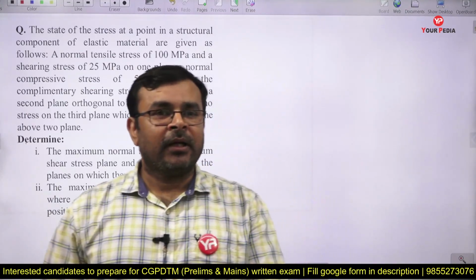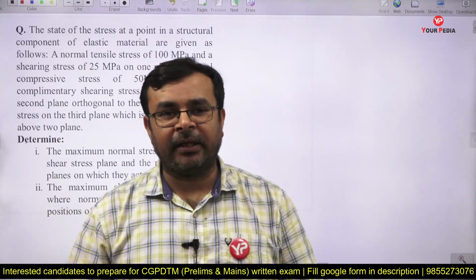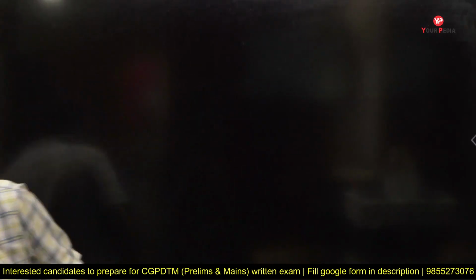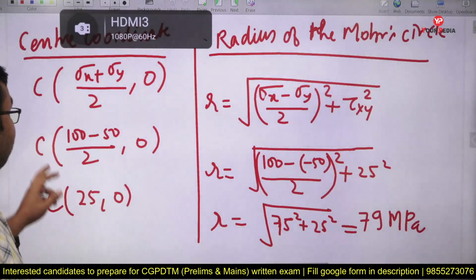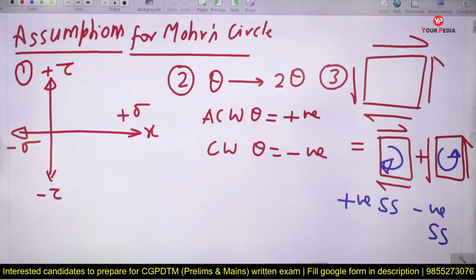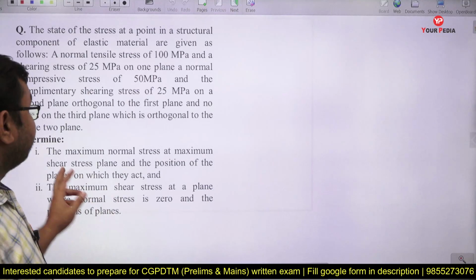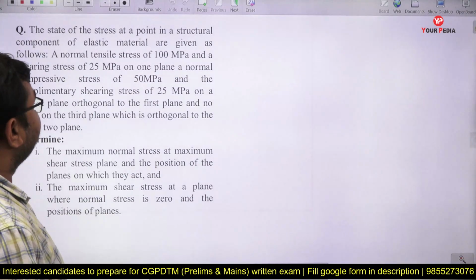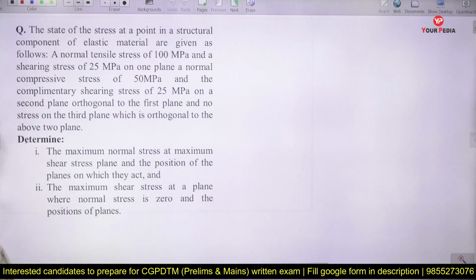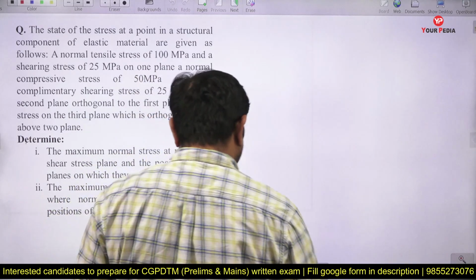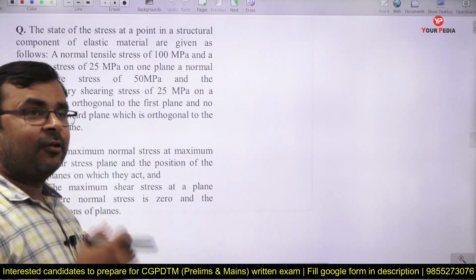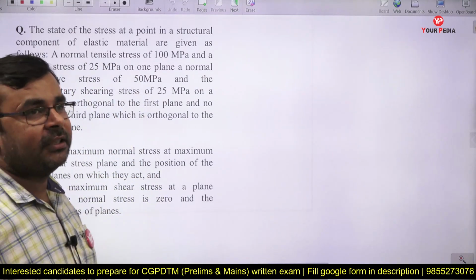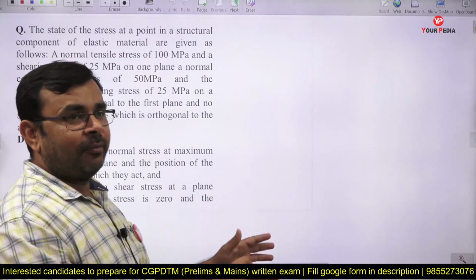Is it clear? So let's see, here I am taking one question from strength of material, and if I talk more precisely, this question belongs to the combined stresses chapter. So let's see how to solve this question. In this question, the state of stress at a point in a structural component of elastic material is given as follows. Whenever you solve this kind of problem, especially in strength of material when it is subjected to multiple stresses, you need to apply the combined stresses concept or Mohr circle concepts. So the first step is to write the state of stress, yes or no?